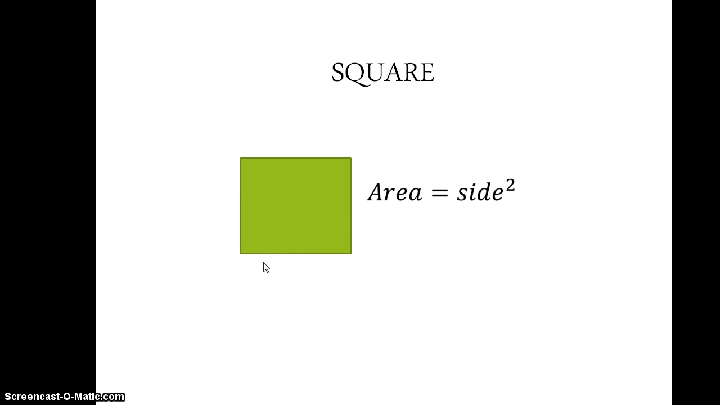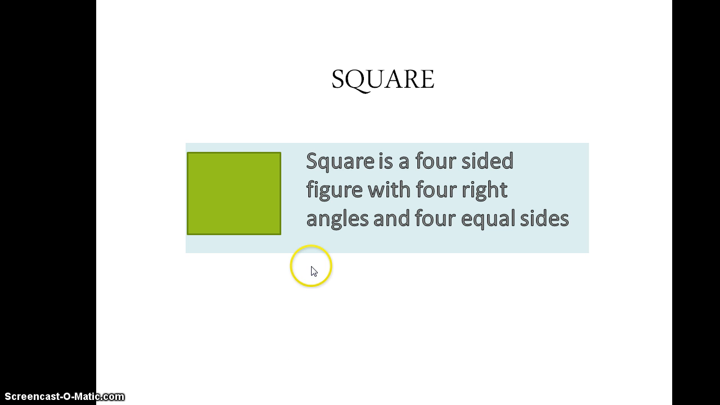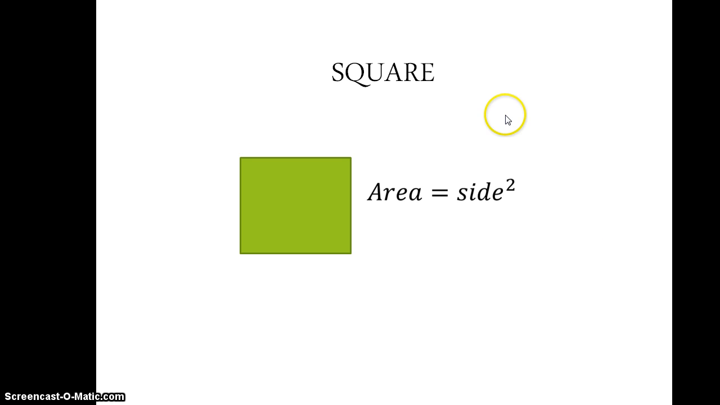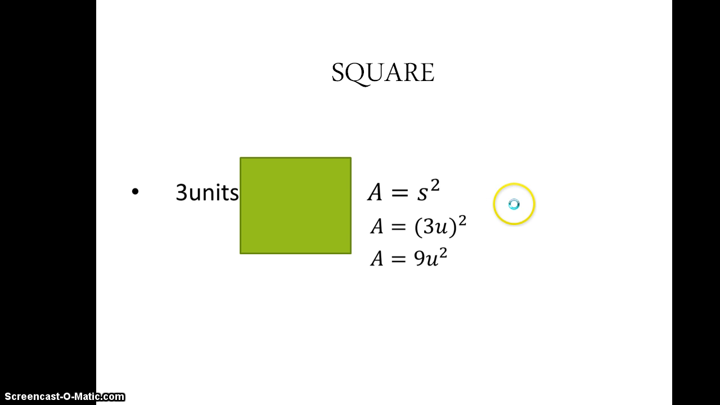Before we start with our lesson, which is the square of a binomial, let's first have an overview with a square. A square is a four-sided figure with four right angles and four equal sides. To get the area of a square, we have to square one of its sides.